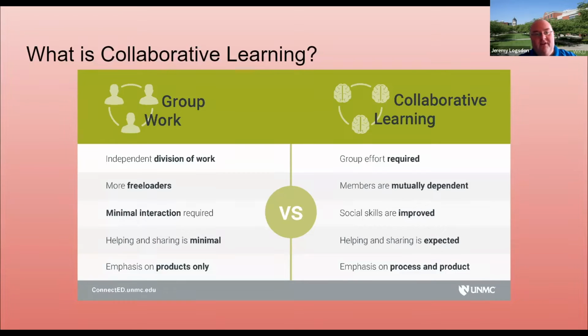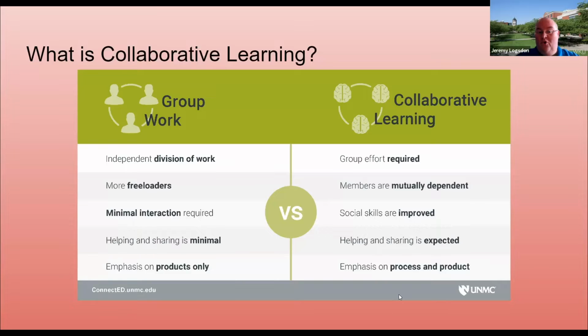I don't like the word freeloaders. That's a little negative, but I also can't lie and say that I haven't been in a group where I felt like there were students who were just there to get the grade. In collaborative learning, the members are mutually dependent on each other. I also really like this last line, the emphasis on process and product, which I think is a tremendously important delineation.